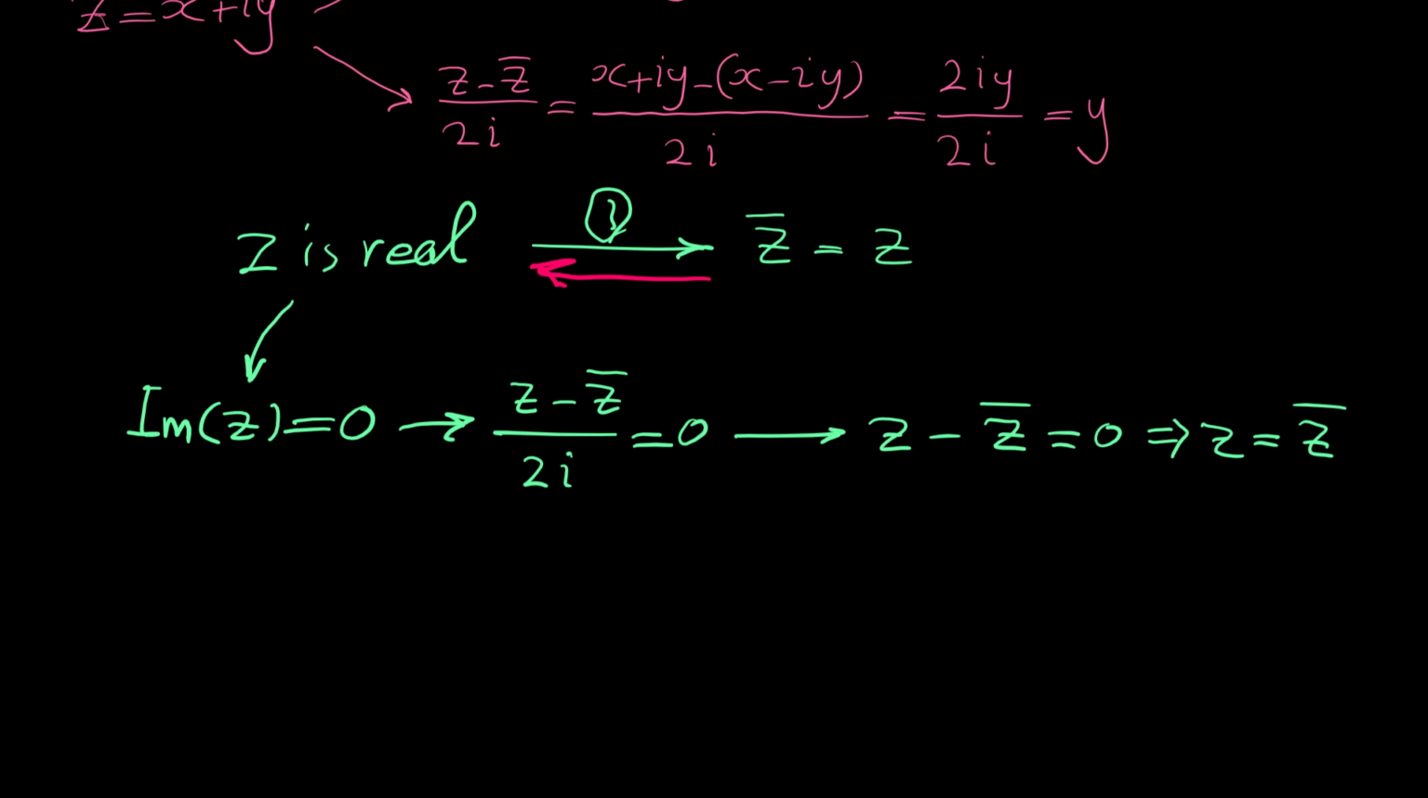Now let's prove the other side. We want to prove that if z conjugate is z, then z is real. So we suppose z conjugate is z.